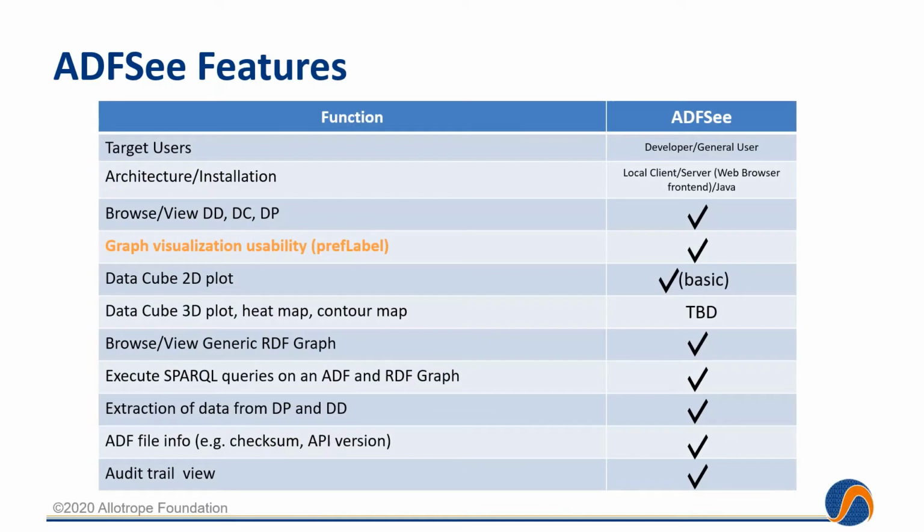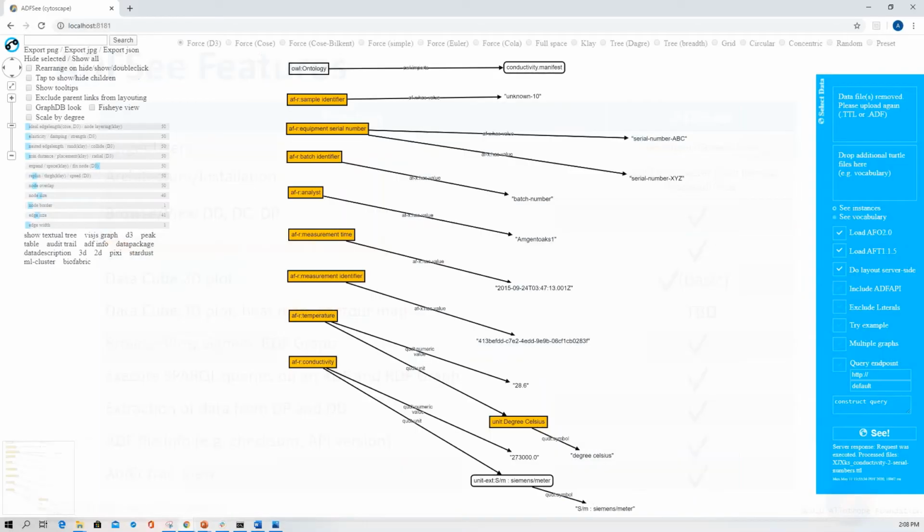The ADFC has some new features, but the main feature to mention is the graph visualization usability, which is much more user-friendly because we are using the pref label to identify the resource. Some of the screenshots of the ADFC: we see here the tabular model, the violation of our serial number, using the ADFC.